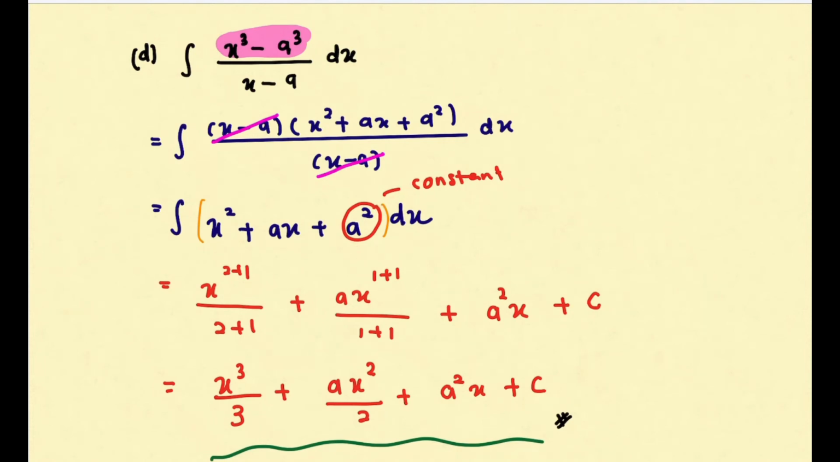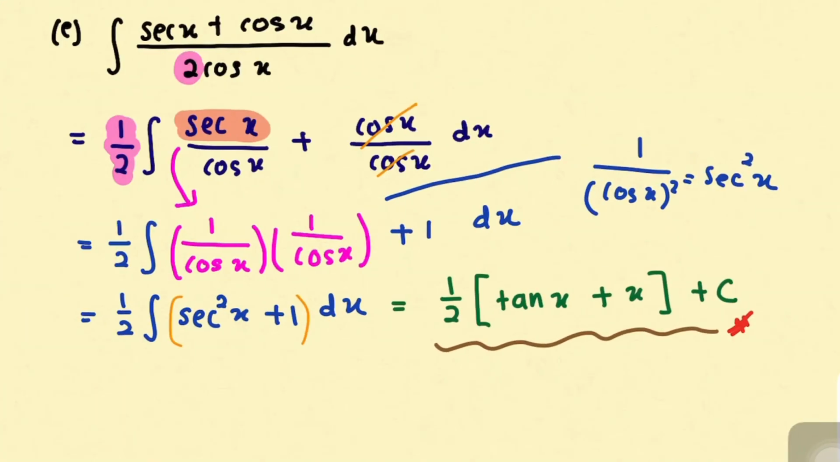Okay, so now let's further integrate. This is just x to the power of, add 1 to the power, divided by the new power, plus a, x, add 1 to the power, divided by the new power, plus, and this is a constant, so this is just a squared x. Don't forget to write plus c. So finally, let us simplify this. Therefore, this is your answer: x cubed over 3 plus ax squared over 2 plus a squared x plus c.